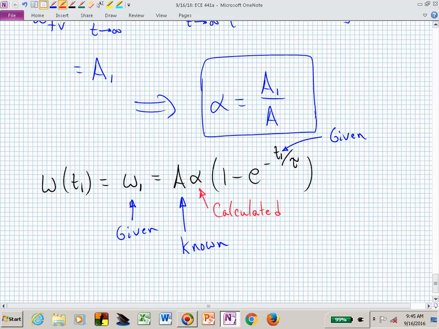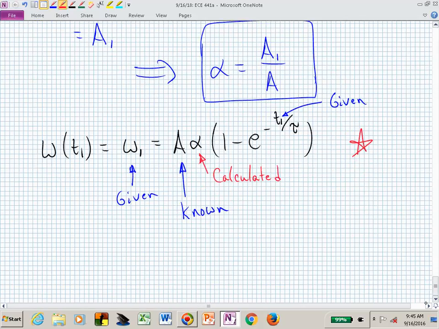Are you now feeling a little bit more comfortable in this job interview? What do we know now? We know everything but one unknown. We have everything else available to us. We can now use this star to solve for tau. And you can do that, right?